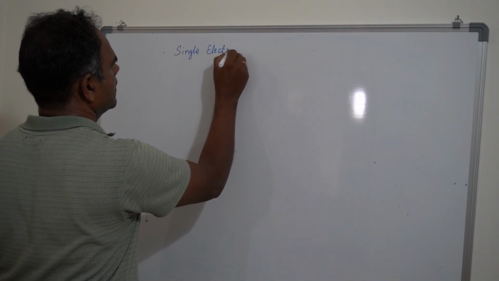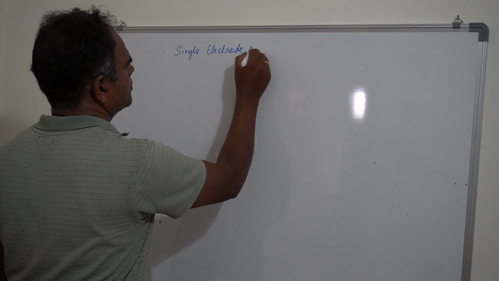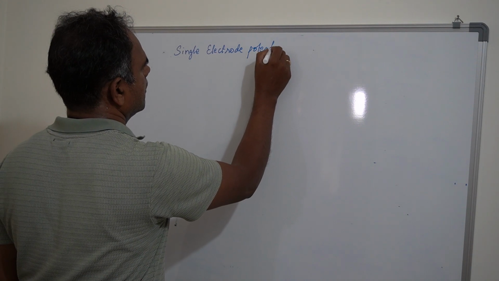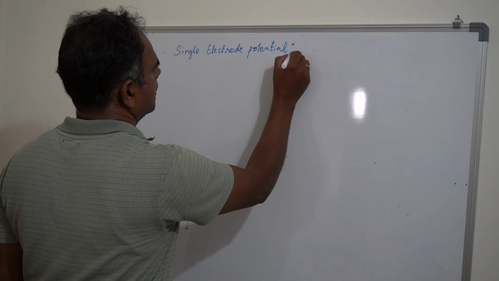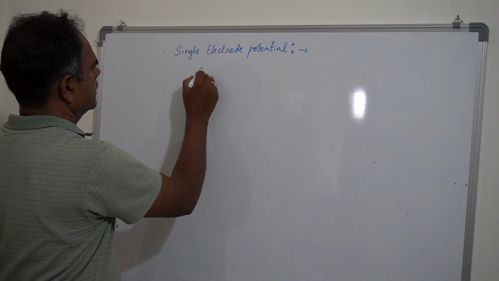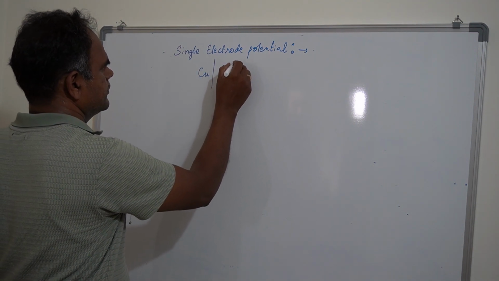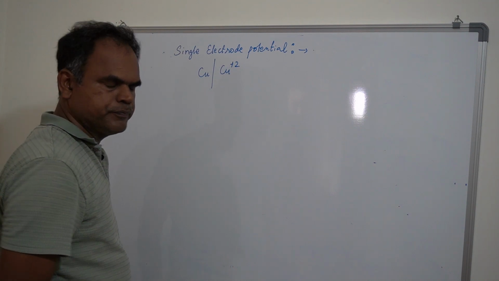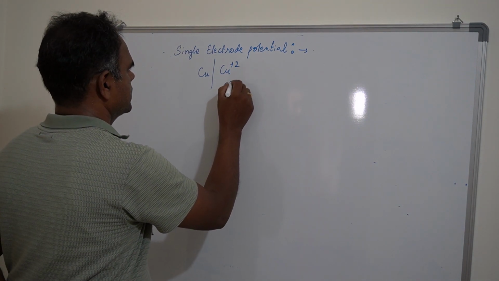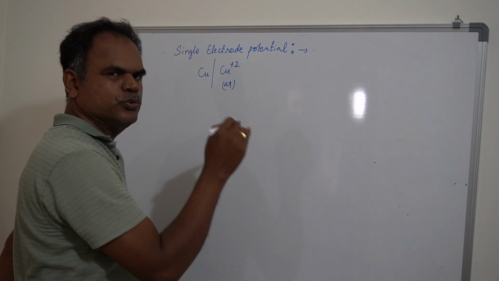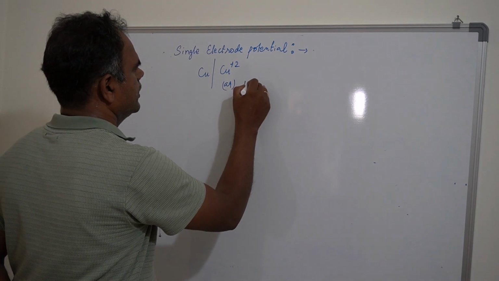Electrode, electrode potential. By taking an example, copper metal placed in copper sulphate aqueous solution, whose concentration is 1 molar.